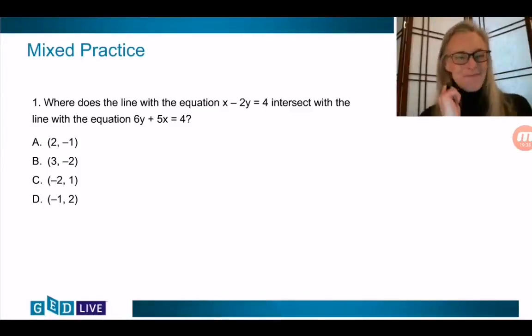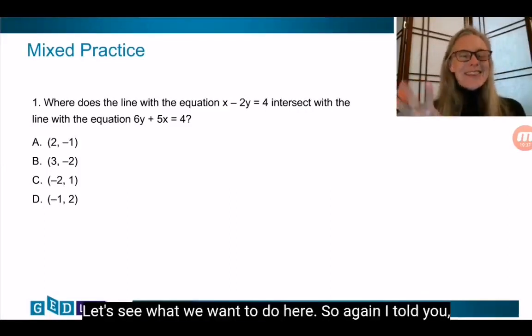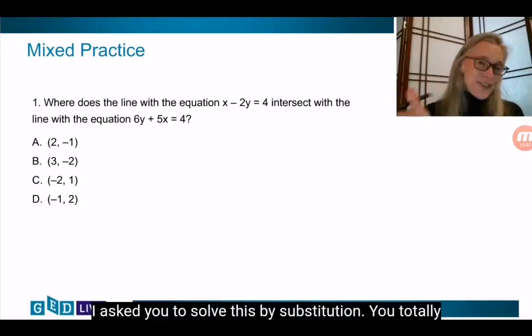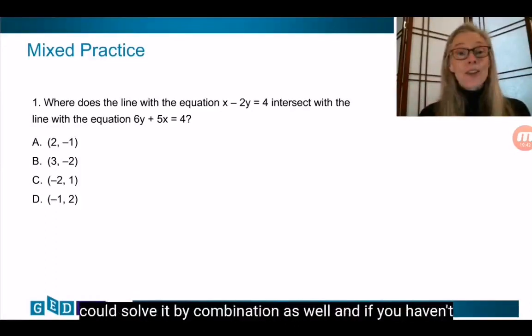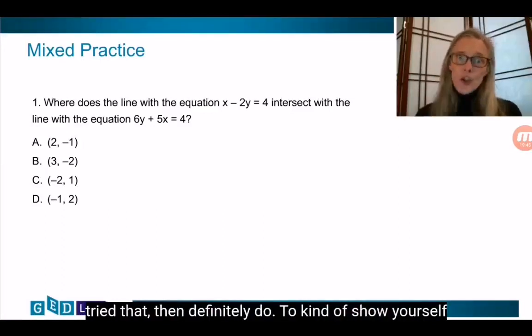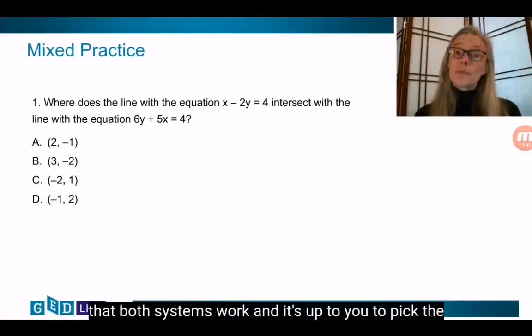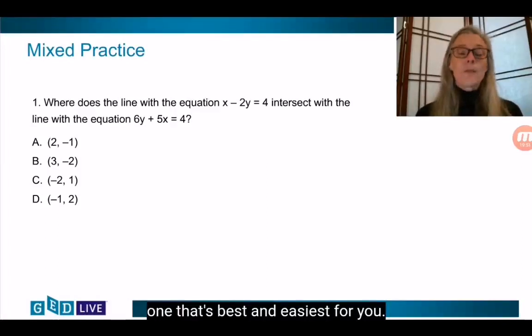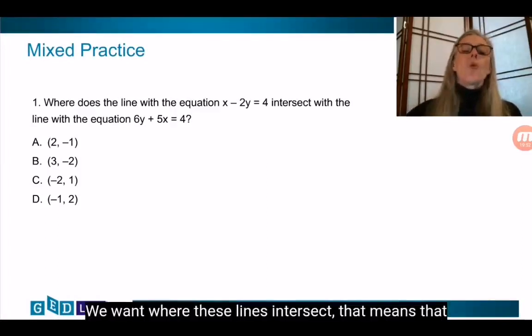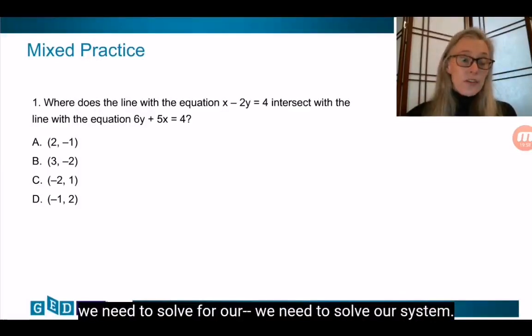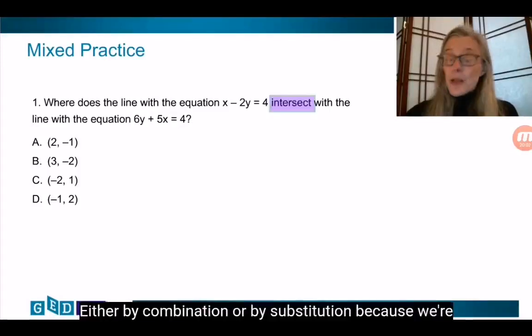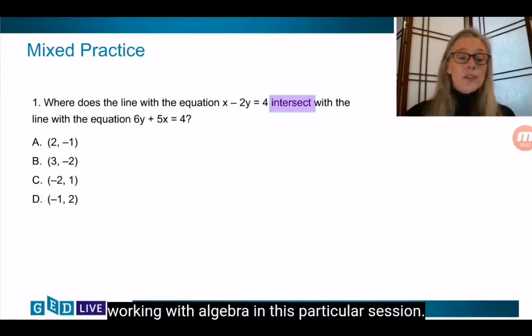So welcome back. Let's see what we want to do here. Again, I asked you to solve this by substitution. You totally could solve it by combination as well, and if you haven't tried that, then definitely do, to kind of show yourself that both systems work, and it's up to you to pick the one that's best and easiest for you. We want where these lines intersect. That means that we need to solve our system, either by combination or by substitution, because we're working with algebra in this particular session.